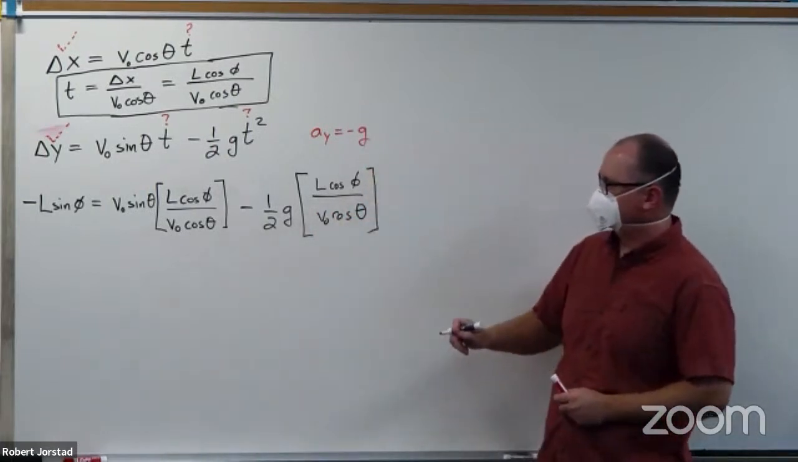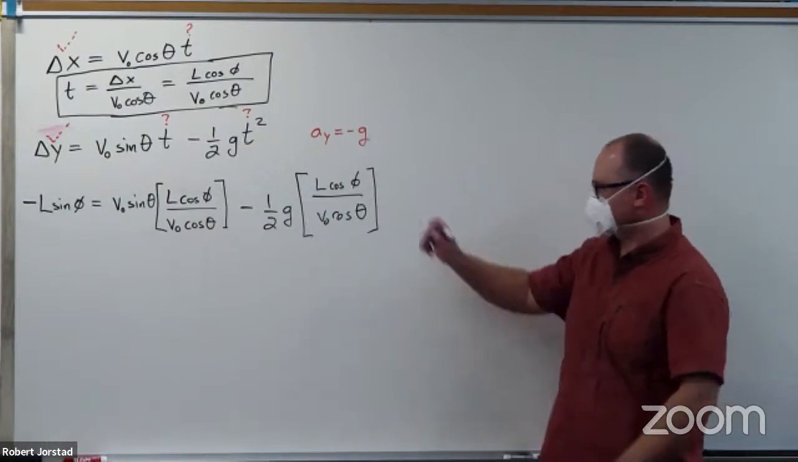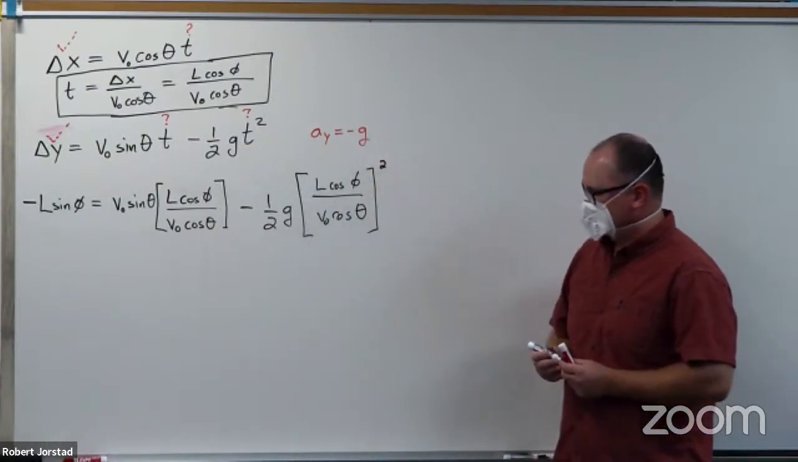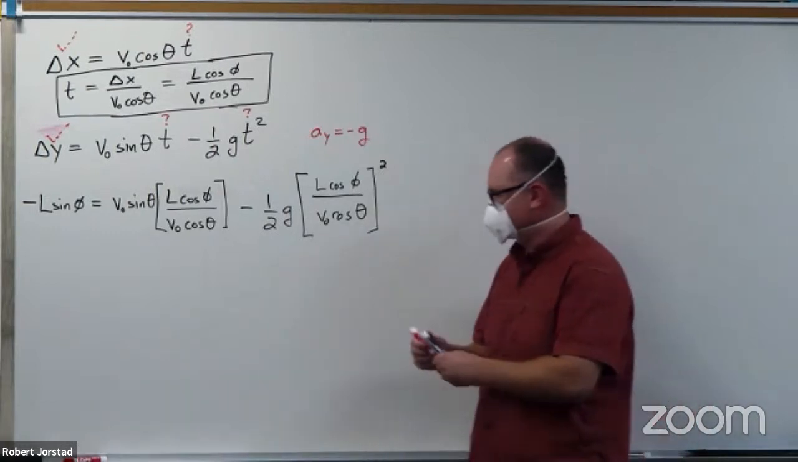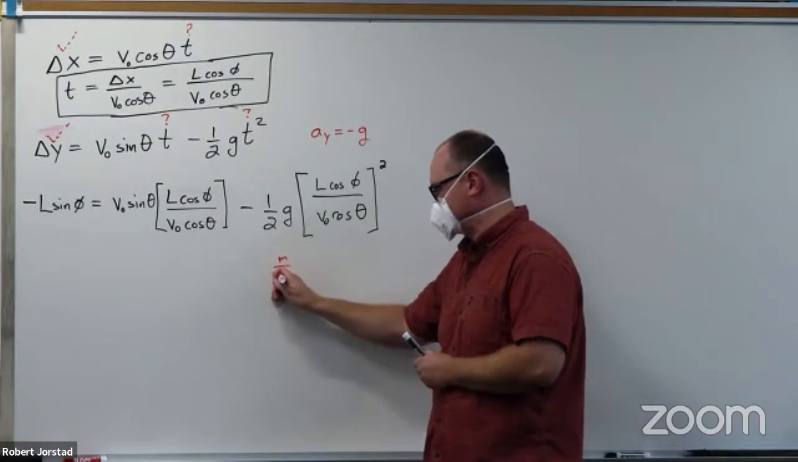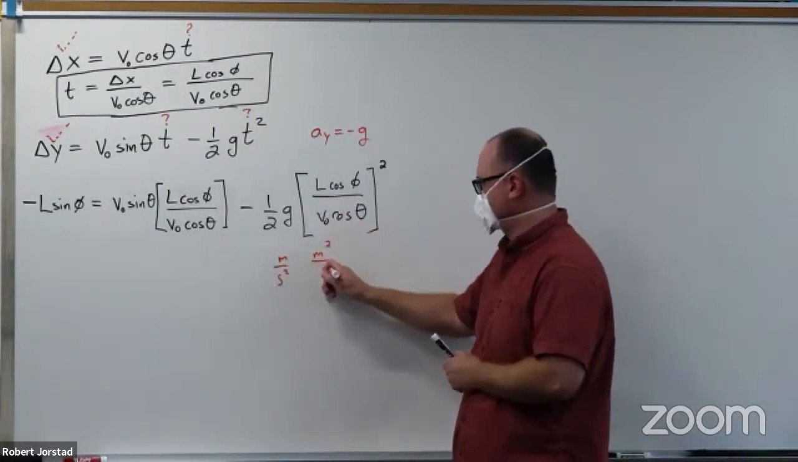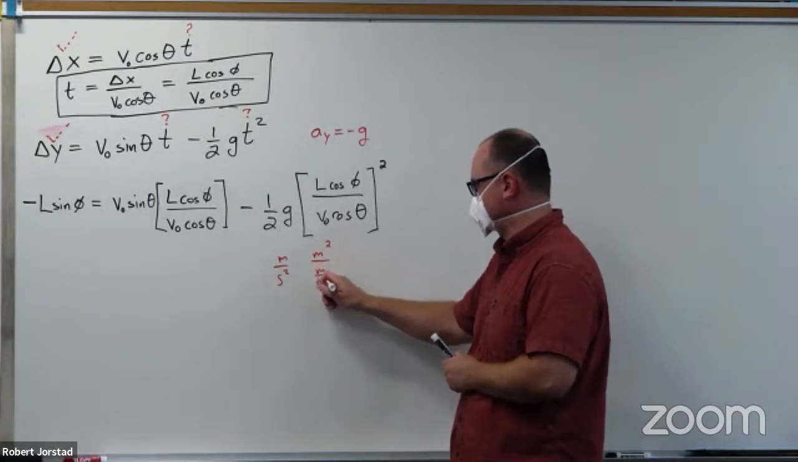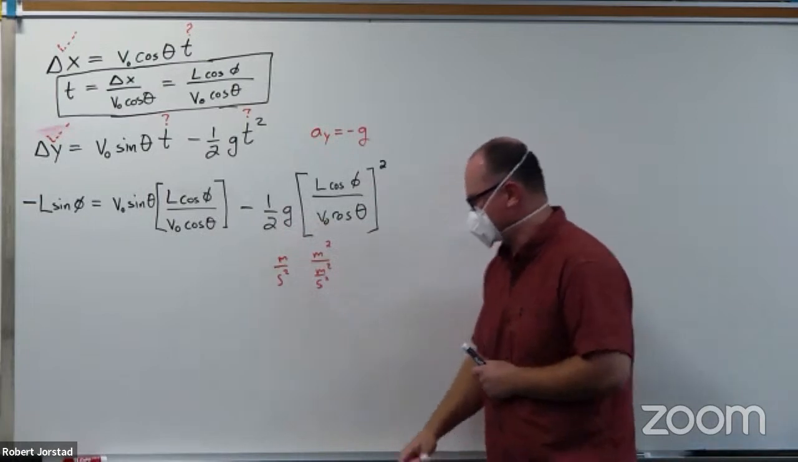Is that good or not? Squared. Good. If you want, you can check the units of this term too, right? Let's do that really quick. Meters per second squared. I got meters squared over meters per second quantity squared. Because cosines don't matter, the 2 doesn't matter.